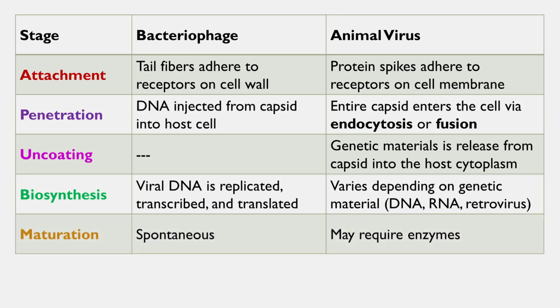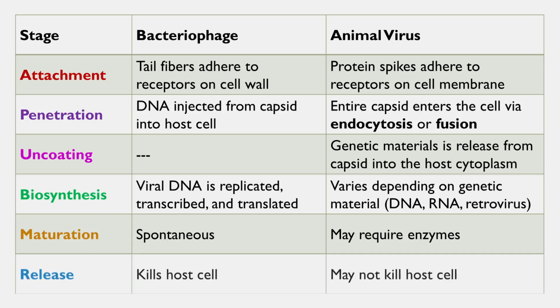Maturation in bacteriophages took place spontaneously. Remember that maturation was the assembly of the viral parts that were produced during biosynthesis. In animal viruses, that maturation process may require the assistance of special enzymes that put those parts together. And finally, in release, we saw that bacteriophages would kill their host cells via lysis at the end of their life cycle, whereas animal viruses may not kill their host cell. In some cases they do, but in other cases they can be released through a process called budding.